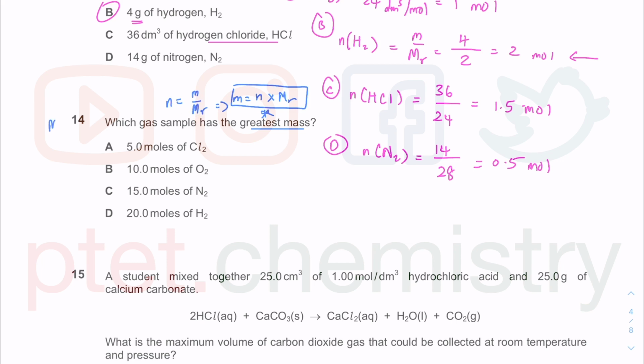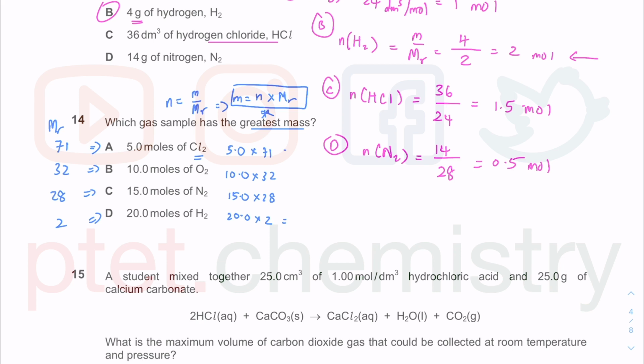Well, let's work out the Mr. Mr of A is Cl2, so 35.5 times 2, they give me 71. O2 is 16 times 2, they give me 32. N2 is 14 times 2, they give me 28. And last but not least, H2 is 1 plus 1, which is 2, or 2 times 1, which is 2. So what I do is mole, 5 mole times 71. I can do 10 mole times 32, 15 mole times 28, and then 20 mole times 2.